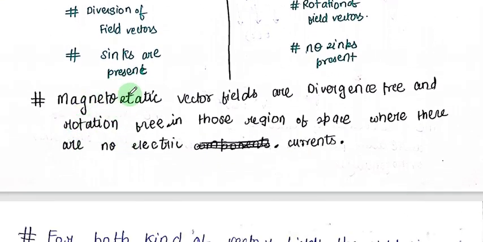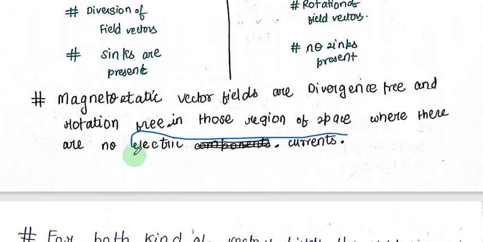Here we can say that magnetostatic vector fields are divergence free and rotation free in those regions of space where there are no electric currents. So what is the important condition for this to happen? It is that there should be no electric currents in the region where we are actually seeing the field, that is, in a local region. The divergence should be 0, and the vector fields are called divergence free and rotation free if this condition is satisfied.